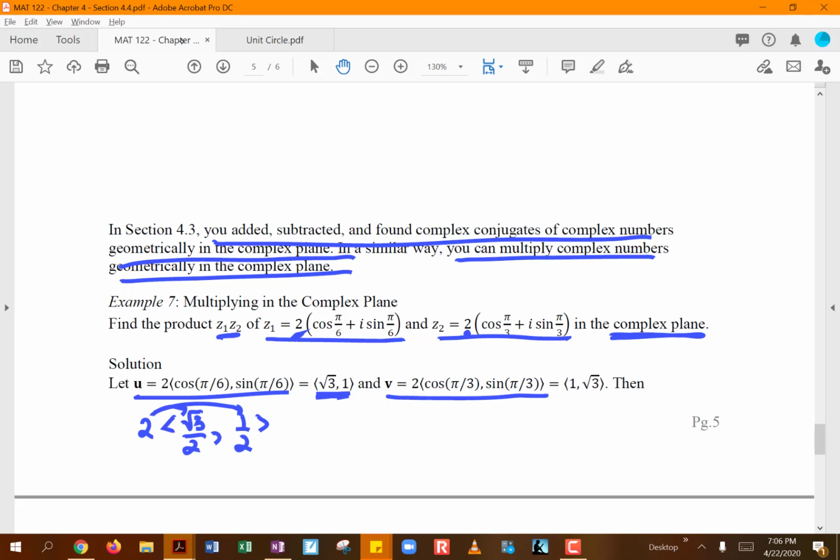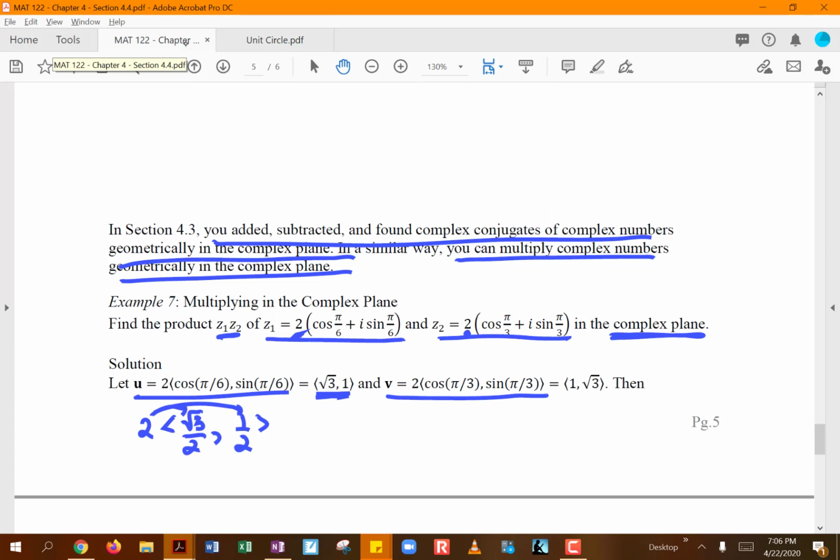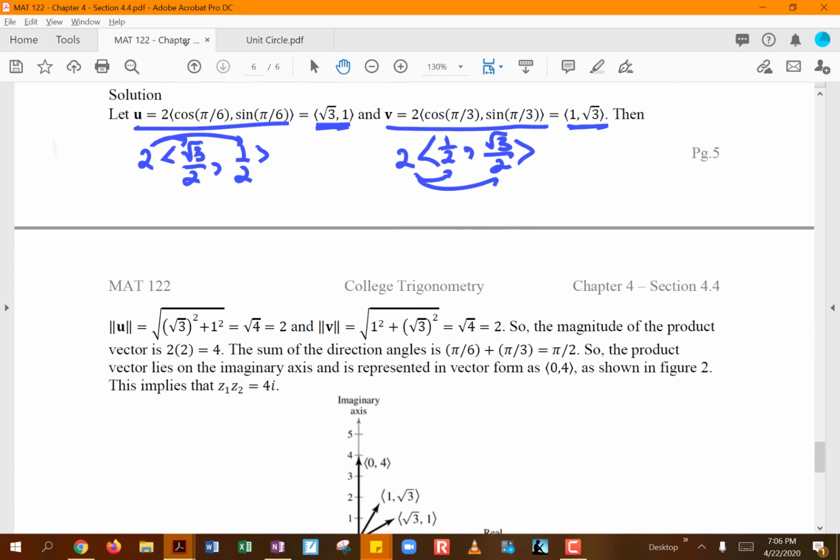When we do vector v for z2, we end up getting 2 times again on the outside for that r value, and then cosine of pi over 3 as the first coordinate, sine of pi over 3 as the second coordinate. So pi over 3, which is a 60-degree angle, gives us 1/2 and square root of 3 over 2. So 1/2 for the cosine and square root of 3 over 2 for the sine. And again, when we multiply by that 2 on the outside, this 2 on the denominator cancels out, leaving us behind with just 1 comma square root of 3. Okay, so this is what these two vectors come out to be.